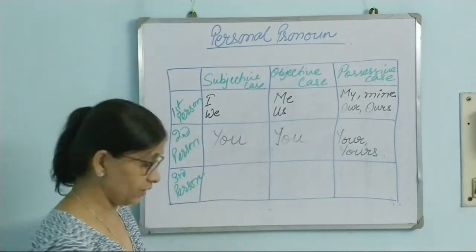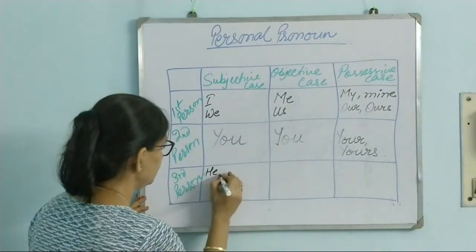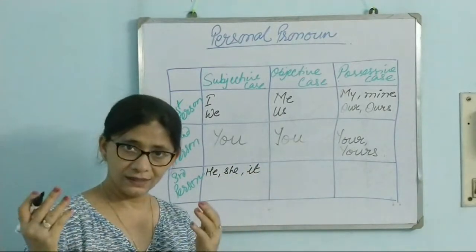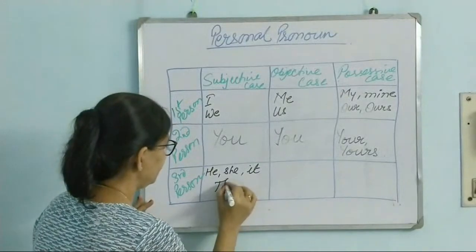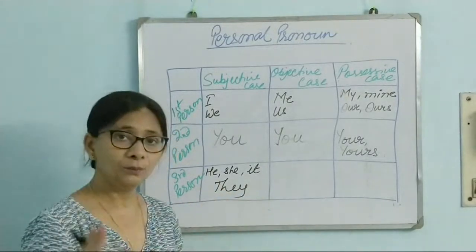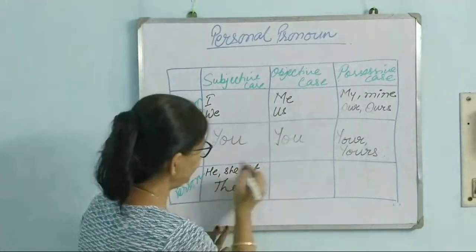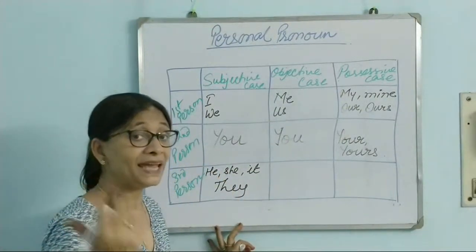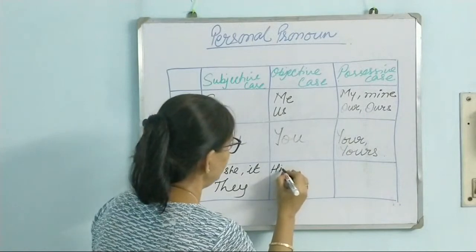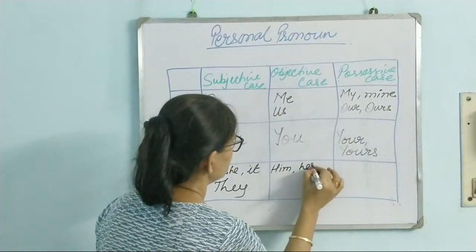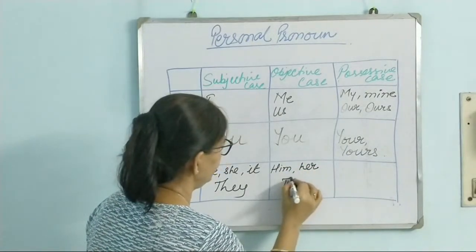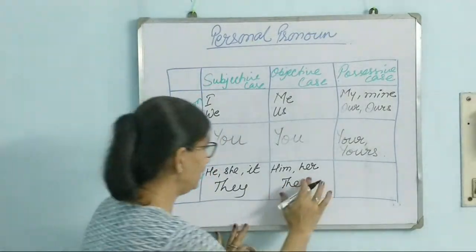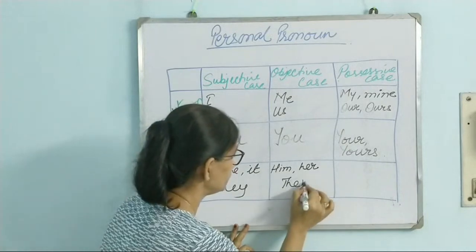Now the third person will be he, she, it in singular and they in plural. He built this house. This house was built by him. Objective will be him, her, and them. They built this house. This house was built by them. It will be them.